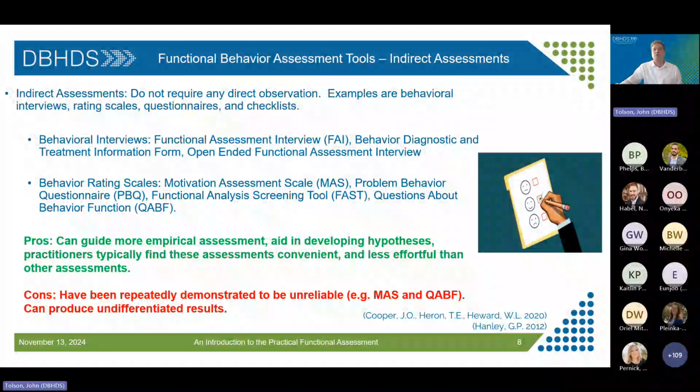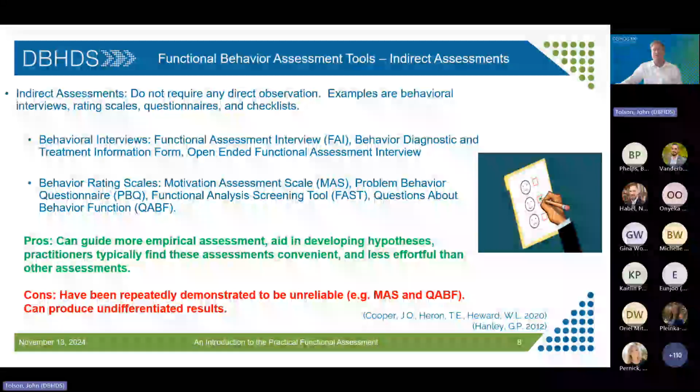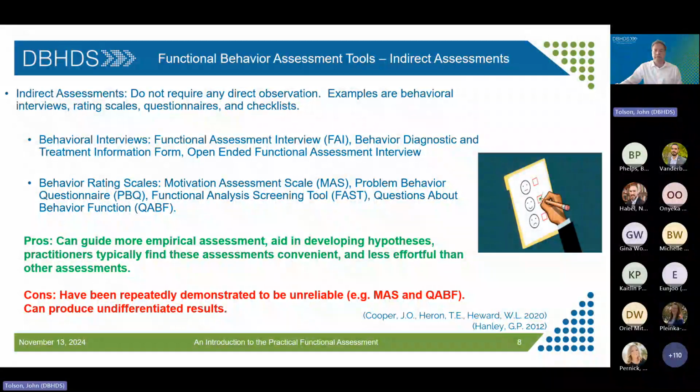Clinicians can use behavioral rating scales to ask informants to estimate the extent to which the behavior occurs under specified conditions using a Likert scale. Higher ratings on conditions are hypothesized to be the function or functions of behavior in question. Examples include, but are not limited to, motivation assessment scale, problem behavior questionnaire, functional analysis screening tool, and questions about behavior function.